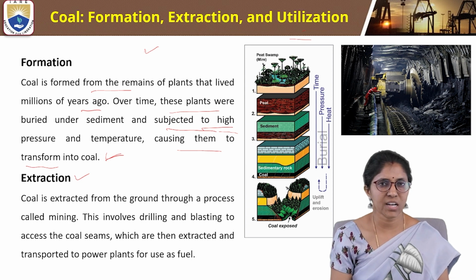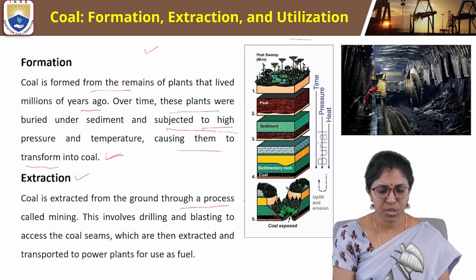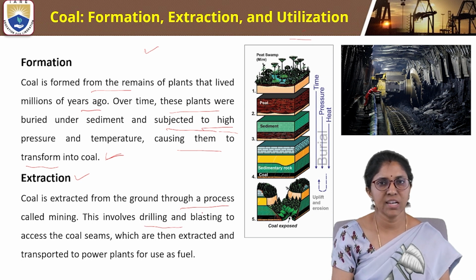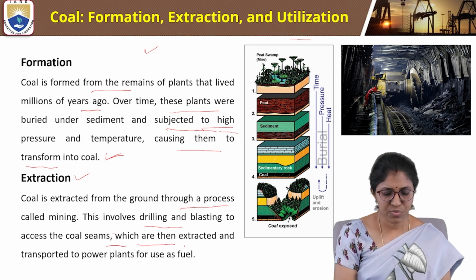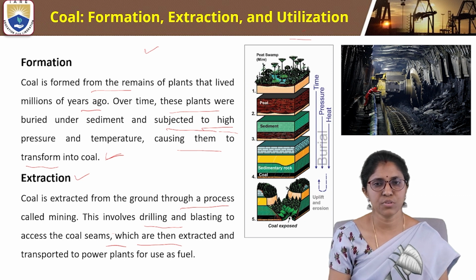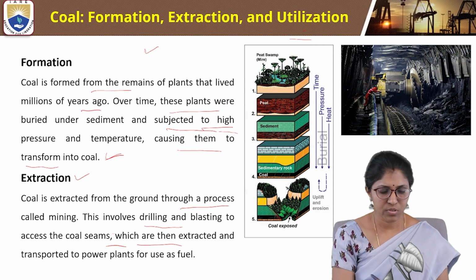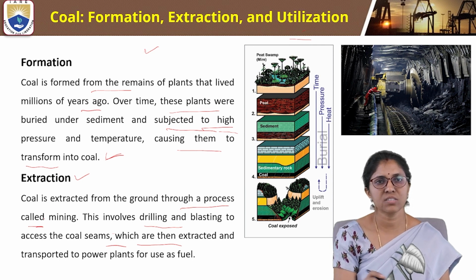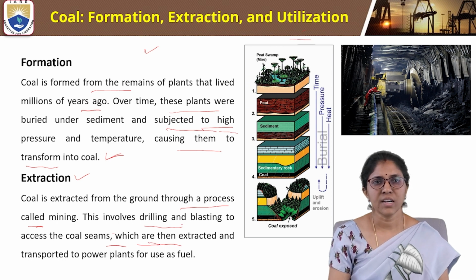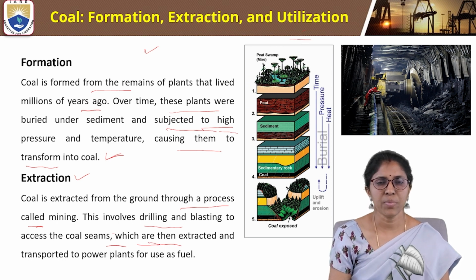Coal is extracted from the ground through a process called mining. This involves drilling and blasting to access coal seams, which are then extracted and transported to power plants for use as fuel.